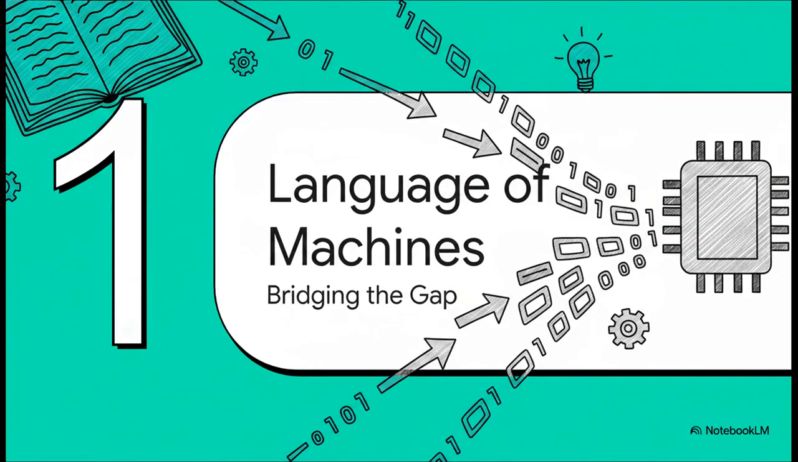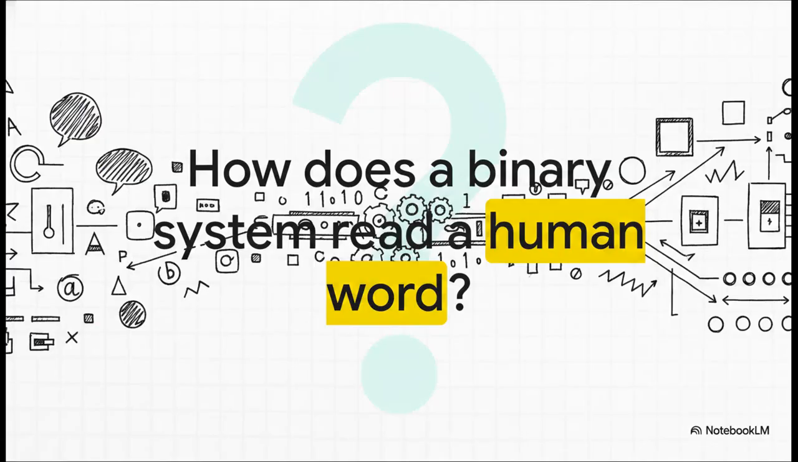The language of machines, bridging the text to binary gap. To really get this, we've got to talk about the ultimate language barrier, the one between us and our machines. Think about it. How does a system built entirely on binary actually read a human word? I mean, we love text, right? Strings of characters, letters, words. It's how we naturally communicate.